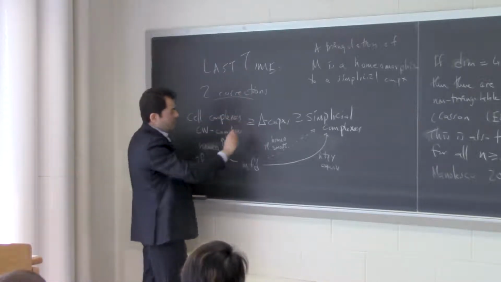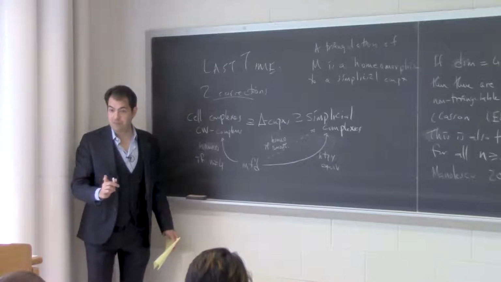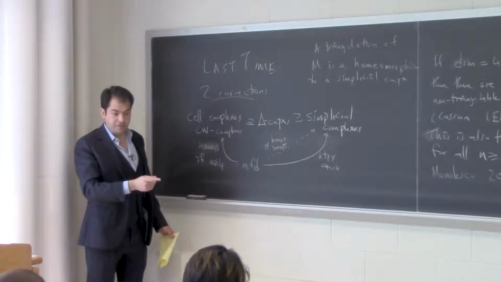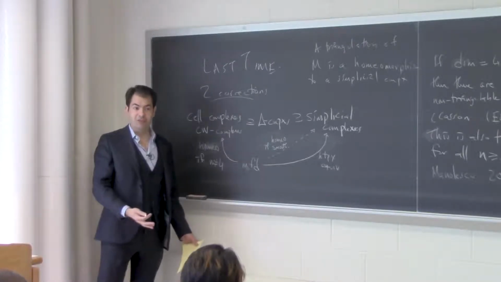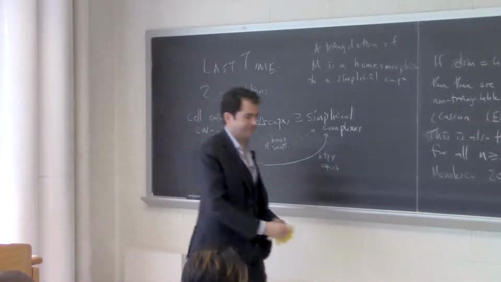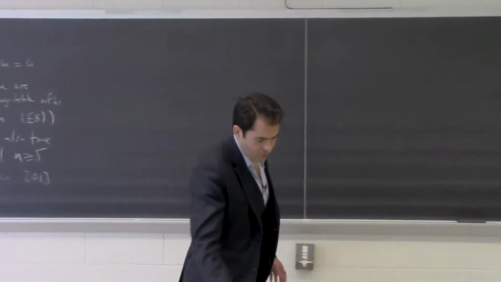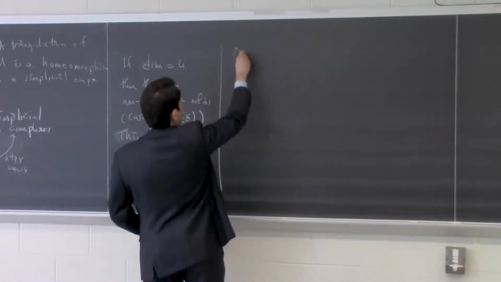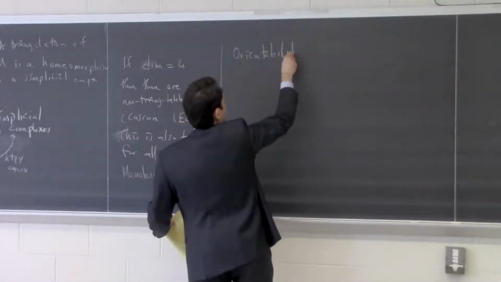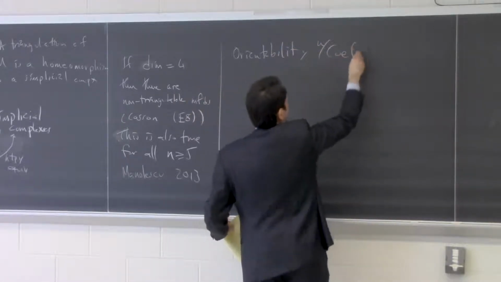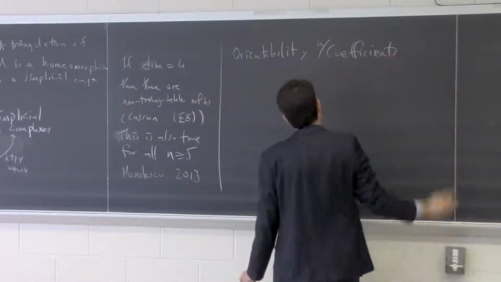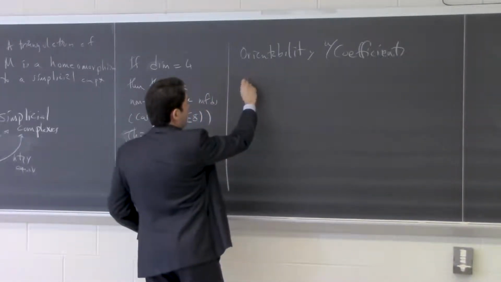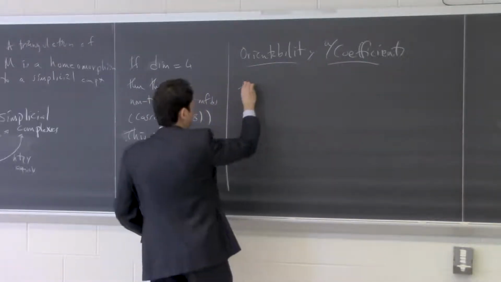So the second correction was a question that Christian asked me when I was giving the proof of the theorem from the lemma. So let me remind you what we were doing last time, and then I'll get to the correction. We are studying orientability with coefficients. So we're using the concept of the section of a covering.